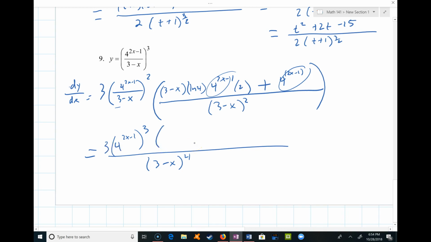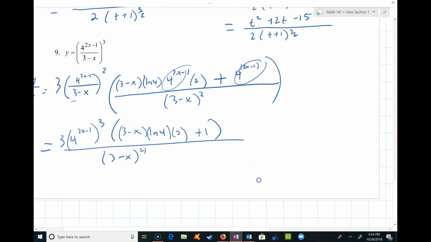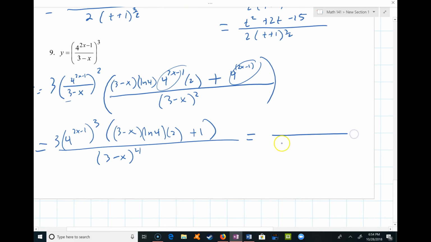So then what's left on the inside here? We have a 3 minus x times the natural log of 4 times 2 plus 1. So let's clean that up a little bit. On the bottom, that's just going to be 3 minus x to the 4th. That'll stay like that. And then on the inside, I could distribute that 3 through. So up front, the 4 to the 2x minus 1 to the third power will turn into 4 to the 6x minus 3. So that's my outside piece.